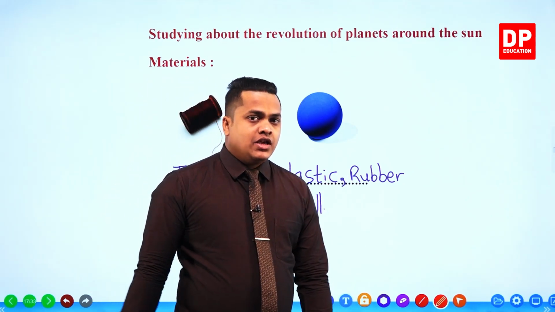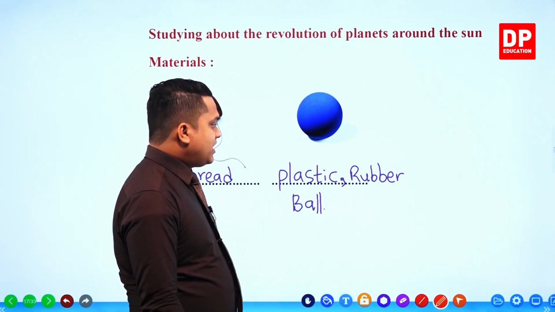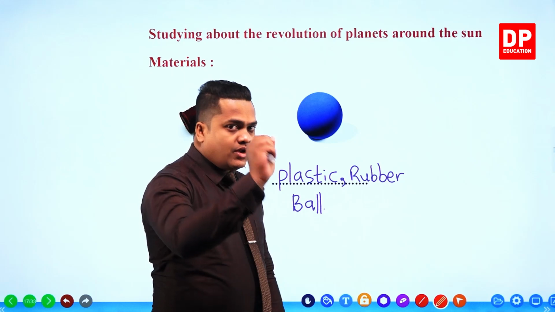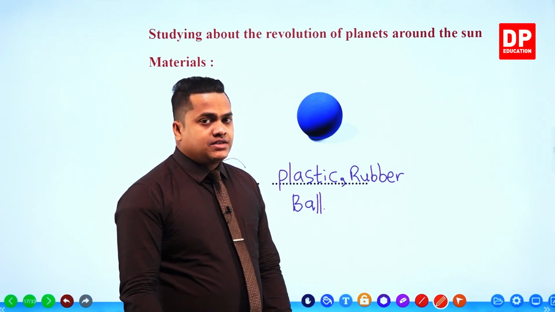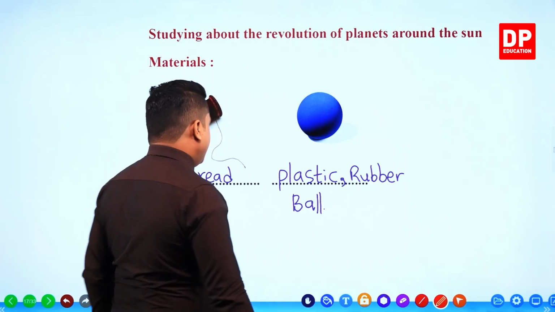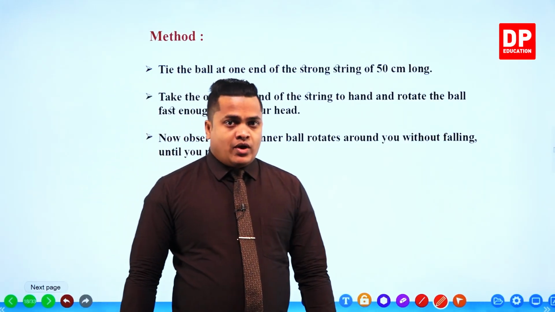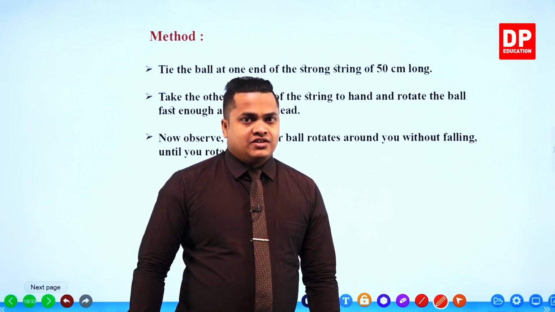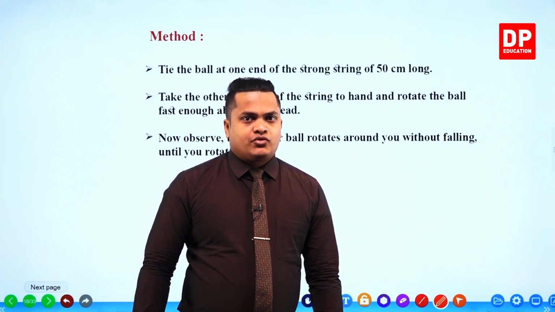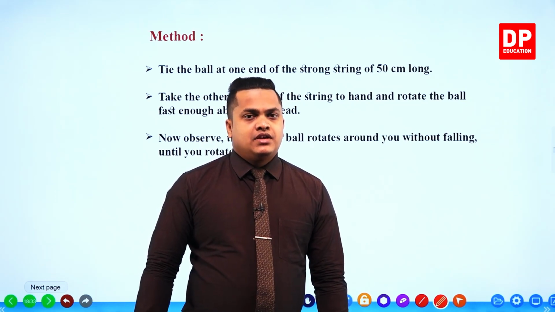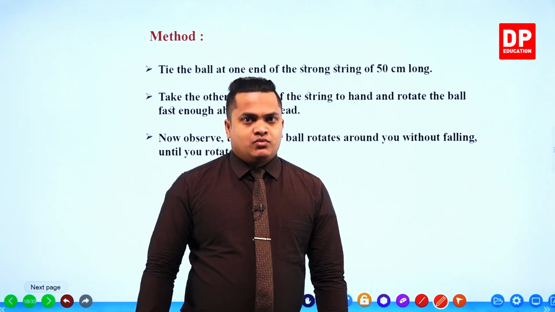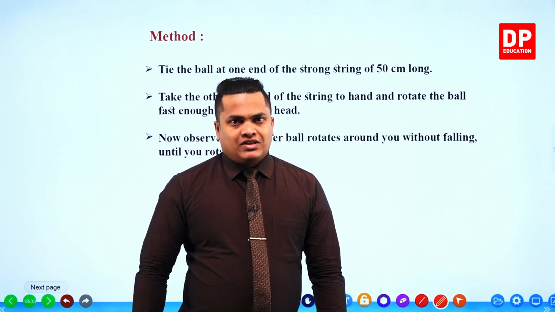It's really simple. You just need to fix this thread onto the plastic or rubber ball. Then you have to rotate it around your arm by applying a certain constant force, right? The method: tie the ball at one end of a strong string about 50 centimeters long. According to the space that you have, you can change the distance, my dear children. You can change the length of the thread. It's not going to be a problem at all. Here we'll be studying how the revolution works, so don't worry about the length of the string.